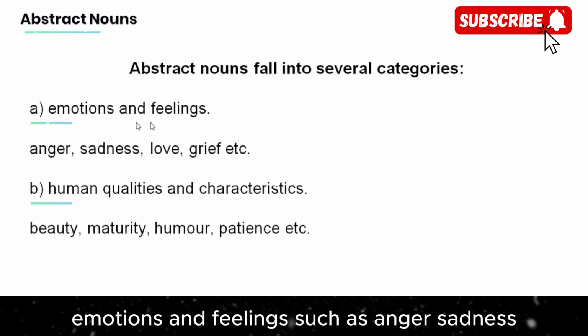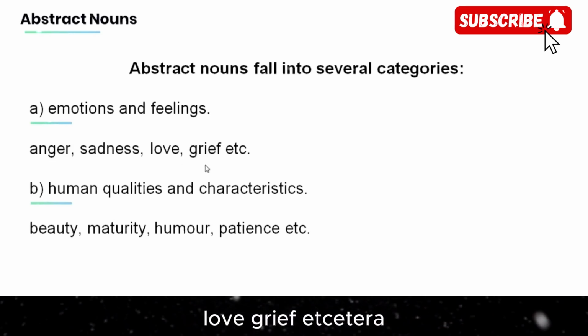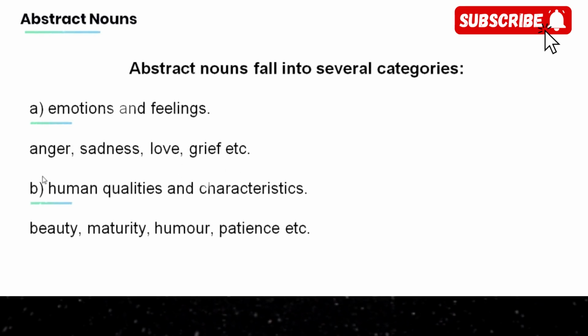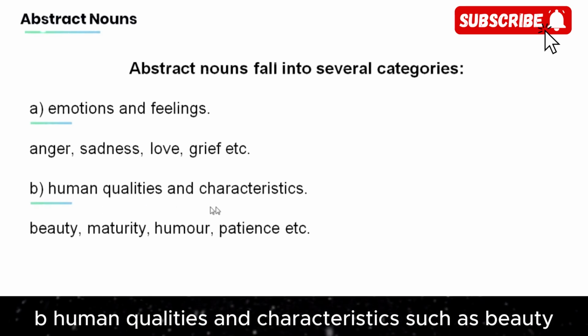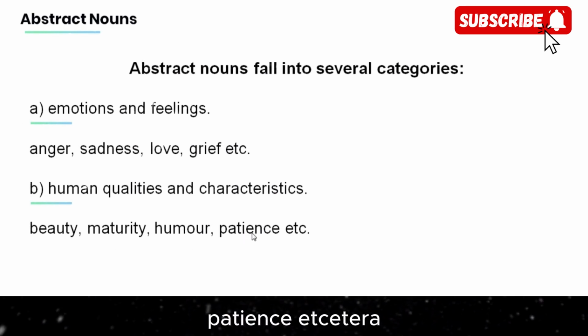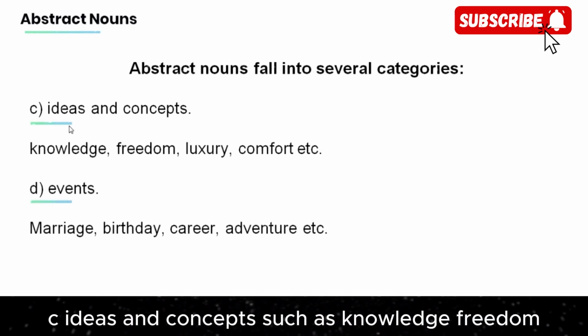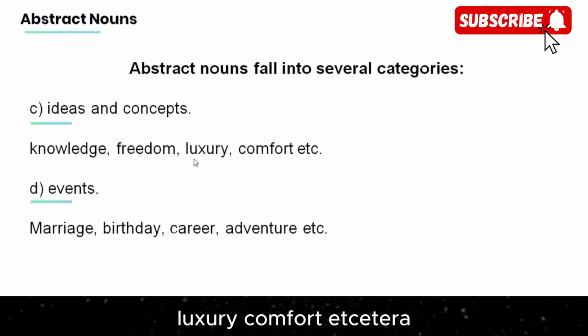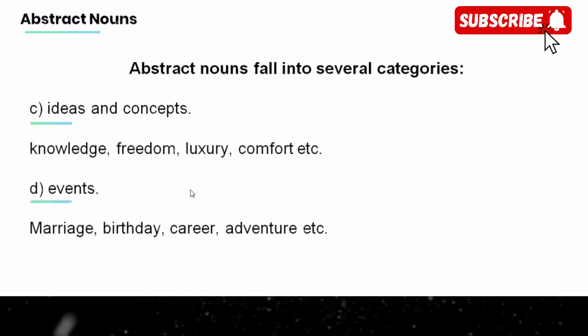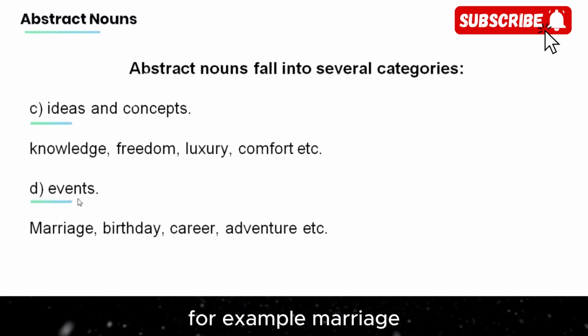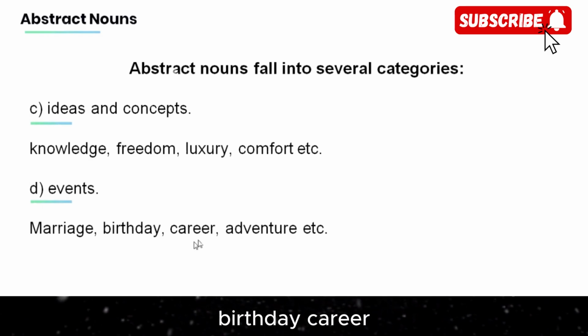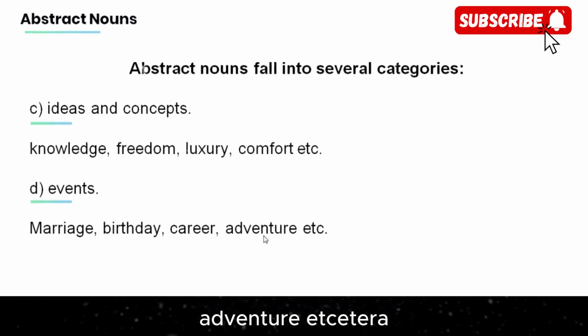A. Emotions and feelings, such as anger, sadness, love, grief, etc. B. Human qualities and characteristics, such as beauty, maturity, humor, patience, etc. C. Ideas and concepts, such as knowledge, freedom, luxury, comfort, etc. D. Events, for example, marriage, birthday, career, adventure, etc.